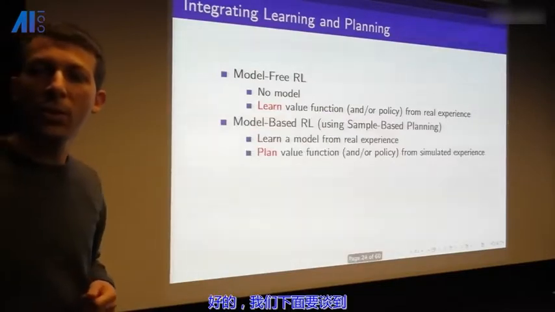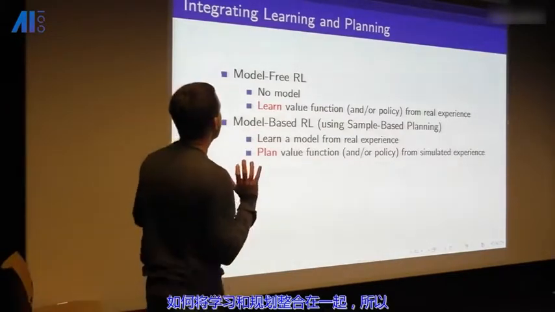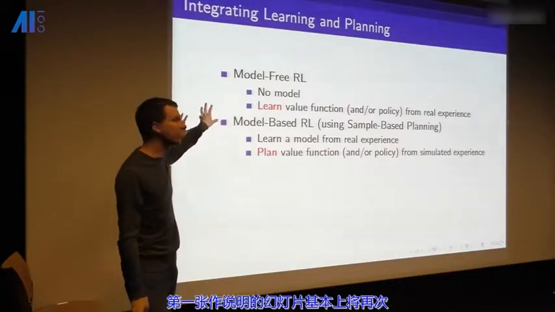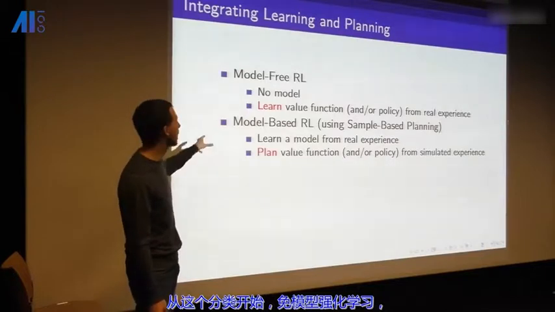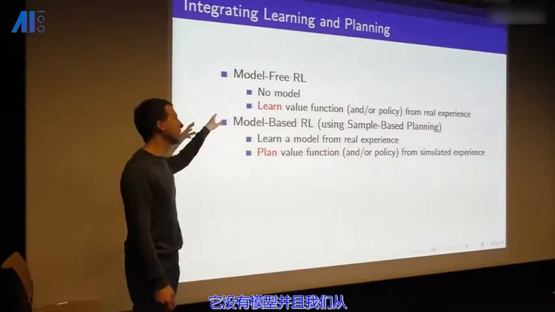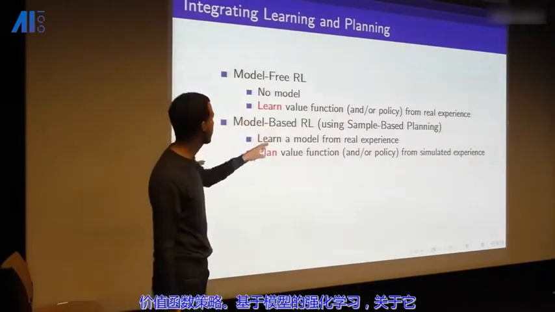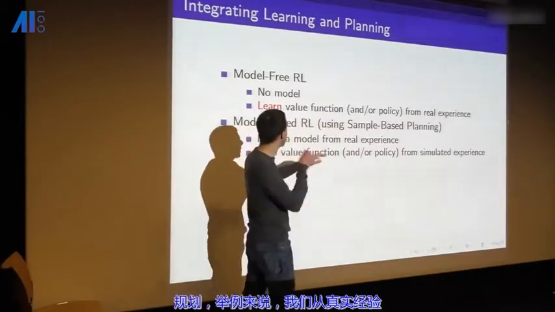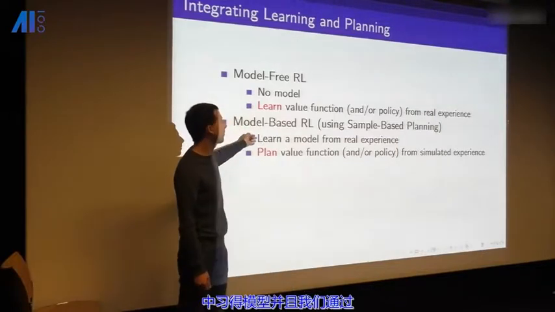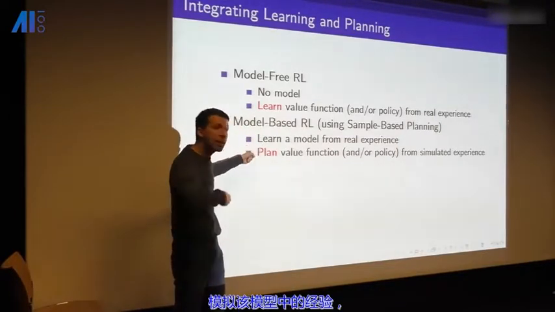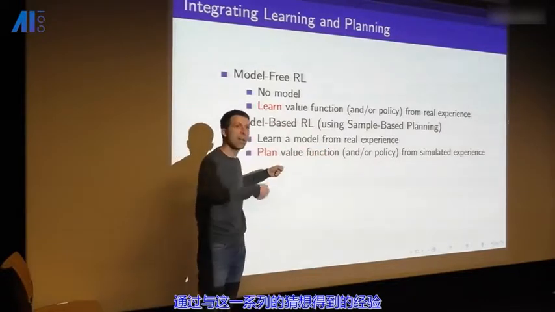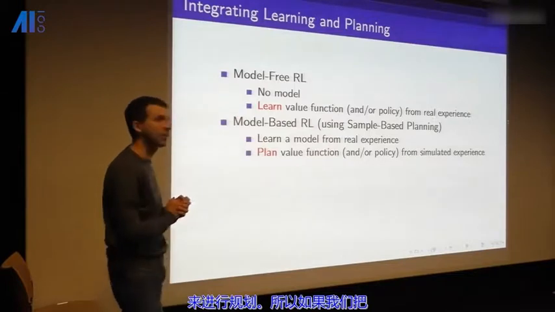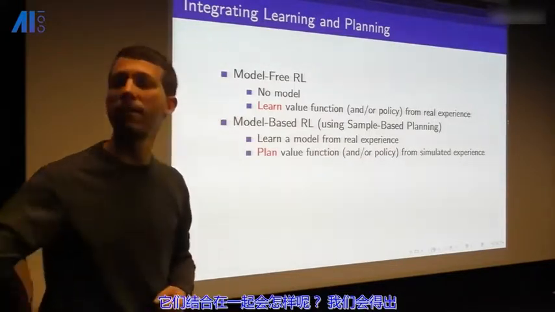Okay, so we're going to talk about how to integrate learning and planning together. On the first slide of the introduction, we basically started off with this taxonomy again. Model-free RL: there's no model, and we learn the value function or policy from real experience. Model-based RL, where now we're considering sample-based planning as an example: we learn a model from real experience, and we plan by simulating experience from that model, interacting with that stream of imagined experience and learning from it. So what if we combine these together?